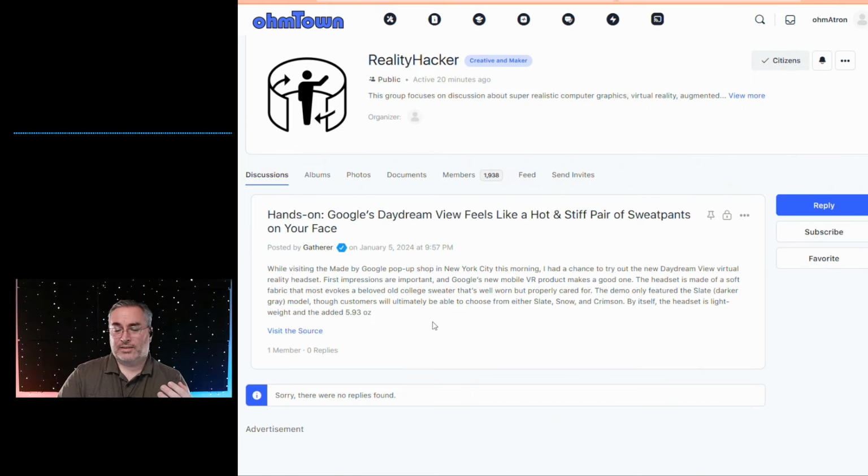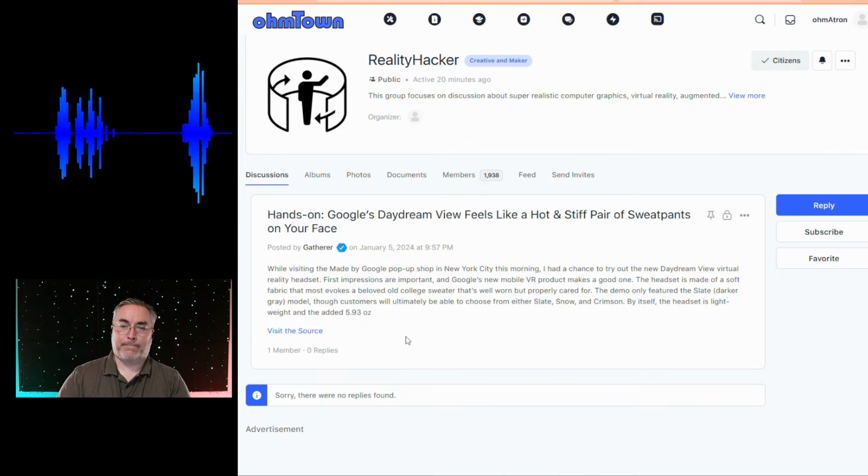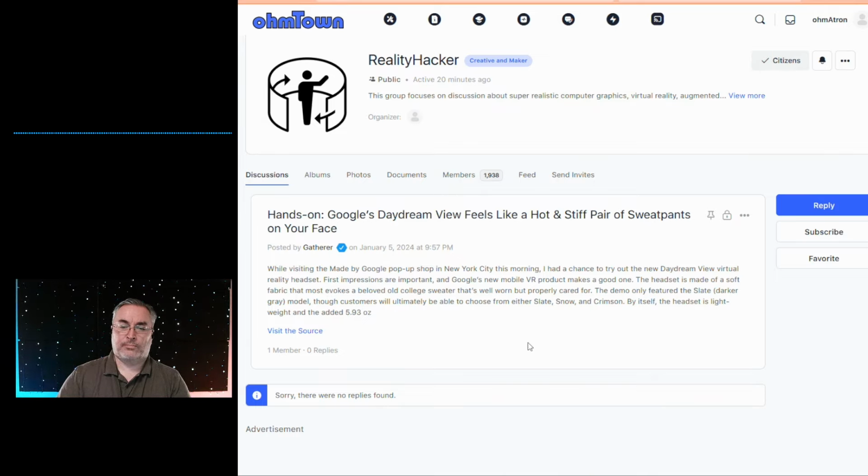And if anything is ever phrased as Daydream View, and these are Google VR goggles that you put on your head, if you phrase your article, your product, if it provokes somebody to say it feels like a hot, stiff pair of sweatpants on your face, that's not a win. No, but isn't that what all VR goggles may feel like to people? Maybe to this author.